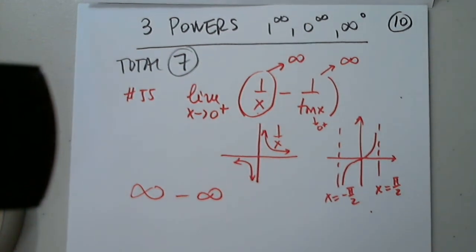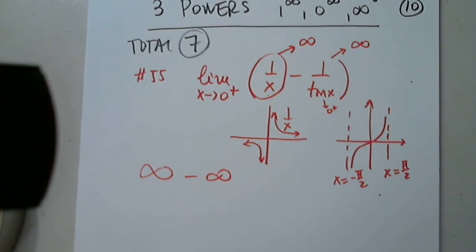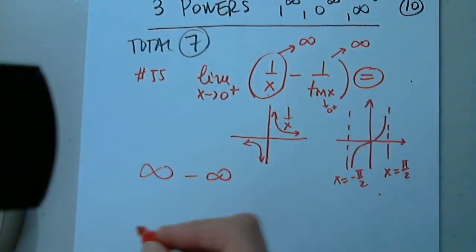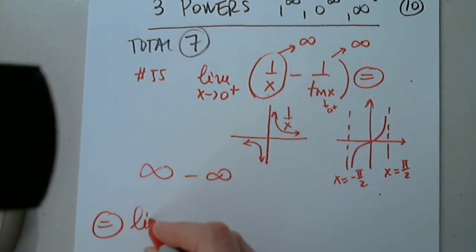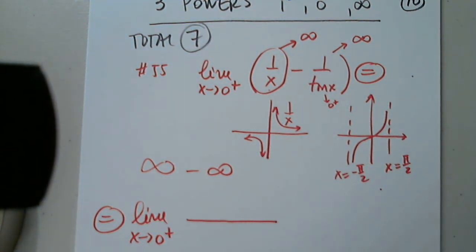Again, in an indeterminate case, you cannot conclude anything about it. So we'll continue. Limit as x approaches 0 from the right. I'm going to find the least common denominator. Can anyone give us the least common denominator?